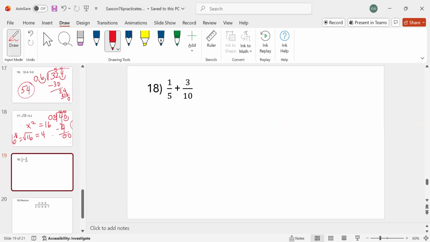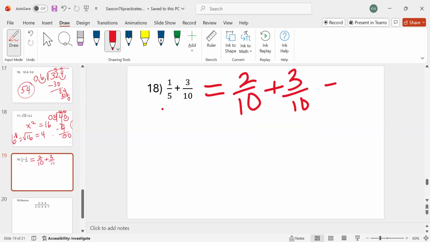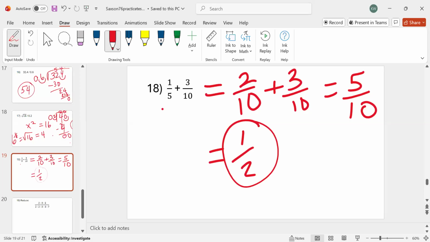Okay, the next one, we are adding fractions, but they don't have the same denominator. So let's fix that, shall we? We can easily change this 1/5 to being into tenths. So we're going to multiply both the top and the bottom by 2. So now we're going to have 2 tenths plus 3 tenths equals 5 tenths, but that is not reduced. We can divide both the numerator and the denominator by 5, and in doing so, we get 1/2. So the answer is 1/2.